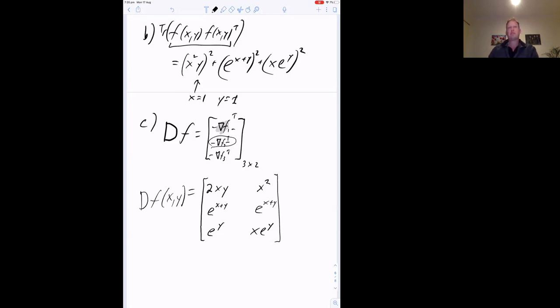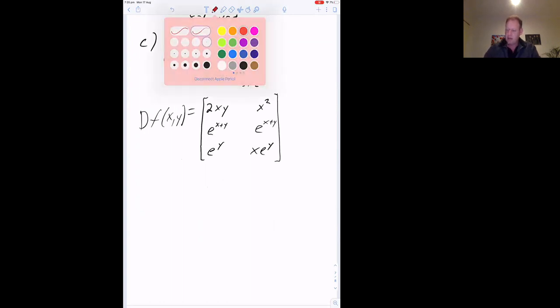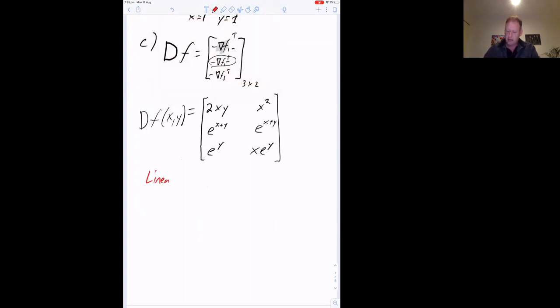That's the Jacobian matrix. Now, it would have been nice in the quiz, and I didn't write that, to have a linear approximation. So let me just add that now. Let's now do linear. I didn't ask for this in the fictitious quiz. So let's do a linear approximation around x equals 1, y equals -1.